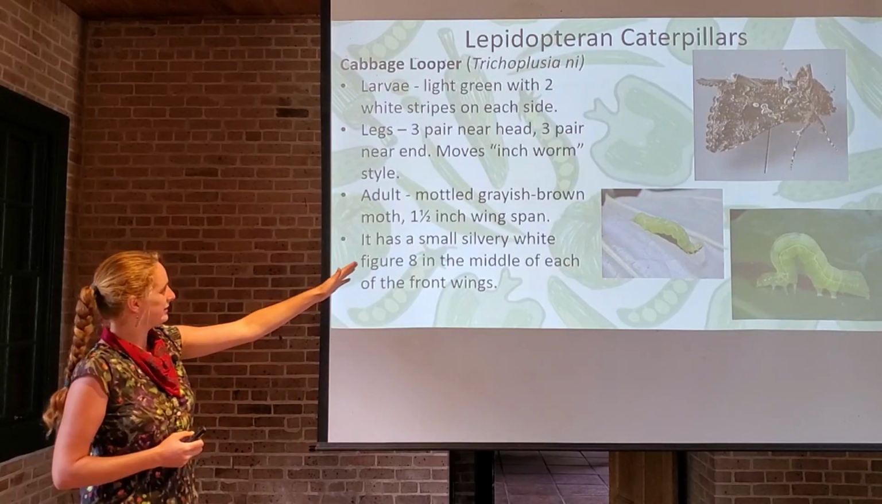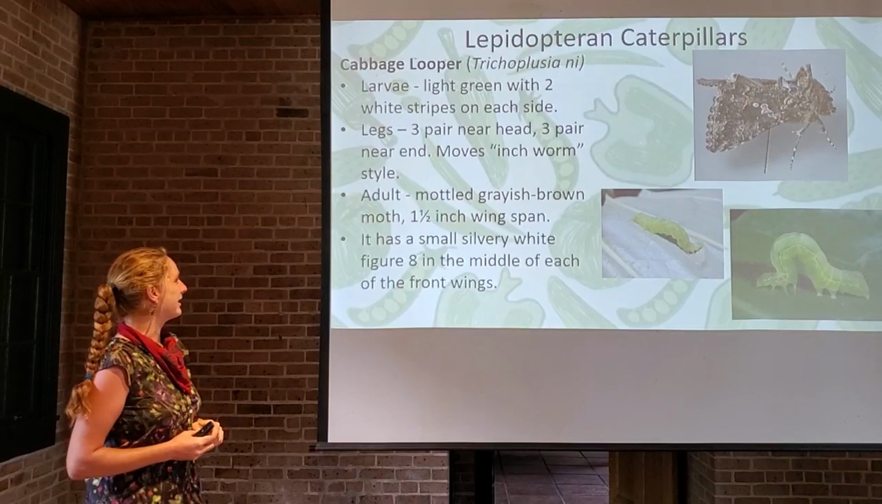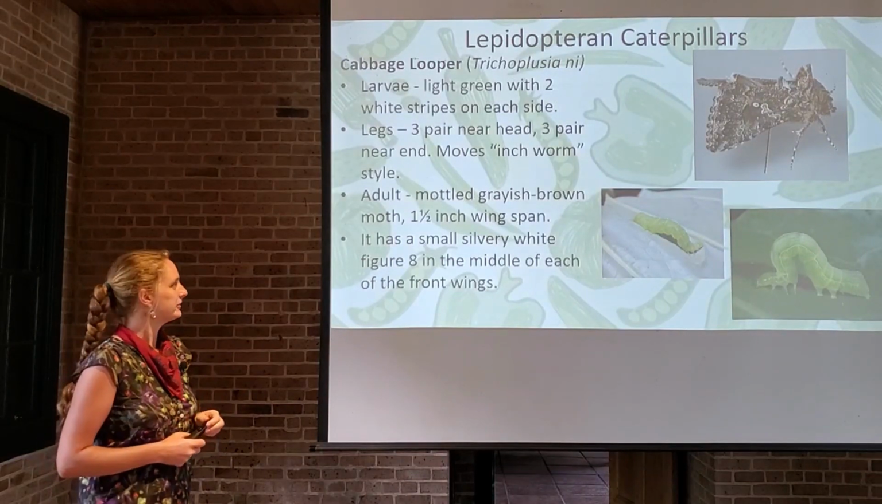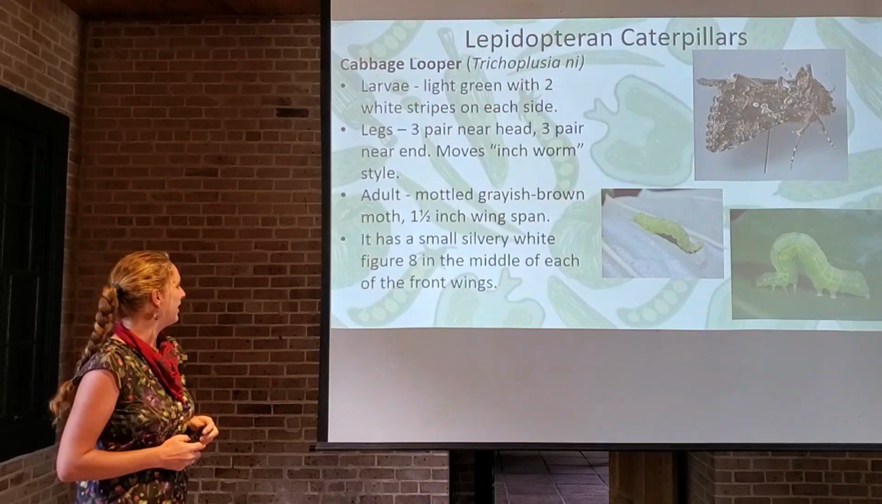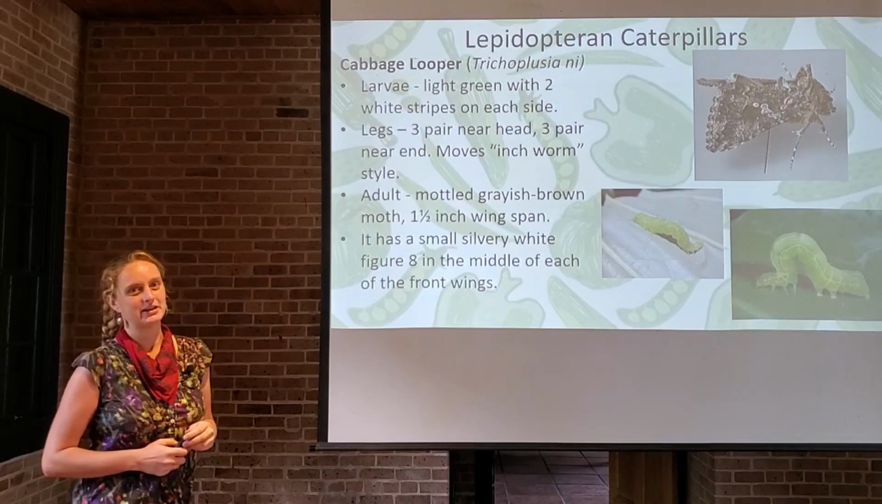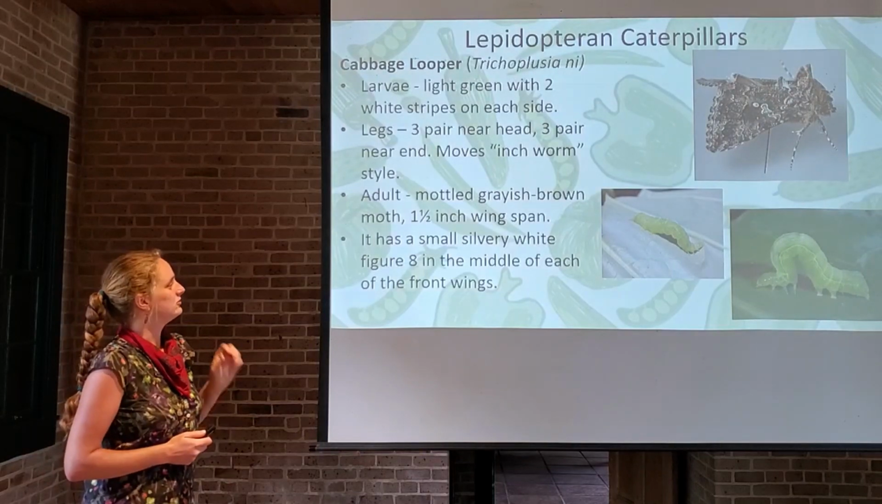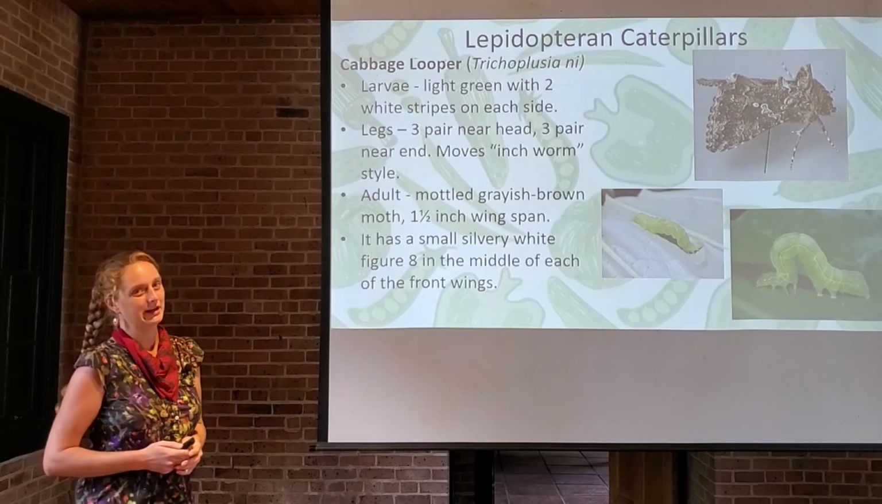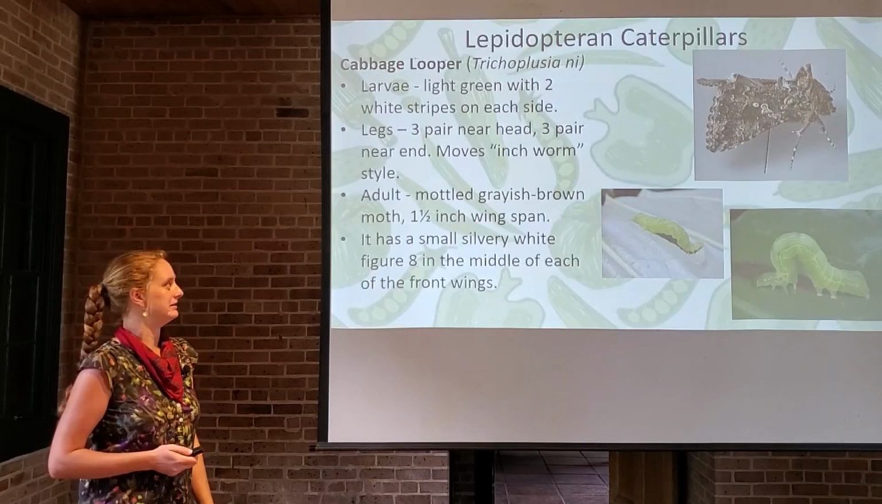The adult is another boring gray moth. It's kind of mottled brown and gray, and it's about a 1.5 inch wingspan, so it's a little bigger than the last webworm we saw. And it's got kind of a shiny figure 8 on it, so that's how you can ID it. Generally, if I see a green caterpillar in the fall and winter, I know that I've got loopers. It's a very common pest here in New Orleans.